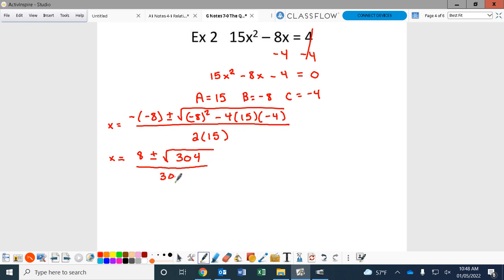Perfect. So, guys, do you see right here you've already got a number? Try 304 and hit the square root button on your calculator. You got ugly numbers, right? So in that case, if you get ugly numbers, guys, just go ahead and leave it as the square root of 304. Put it as 8 plus the square root of 304, we'll show you what to do with it in a second, all over 30. And then x equals 8 minus the square root of 304, all over 30.